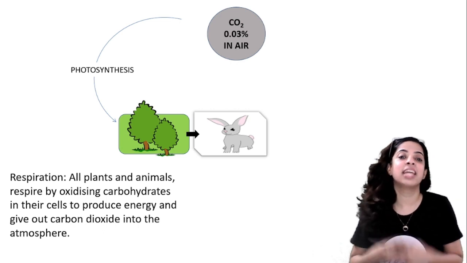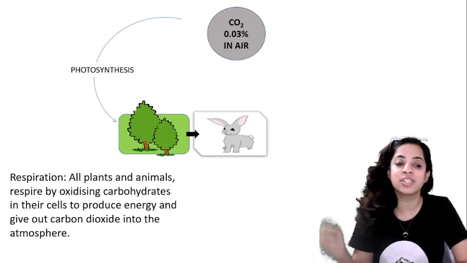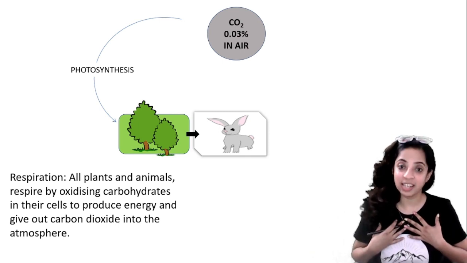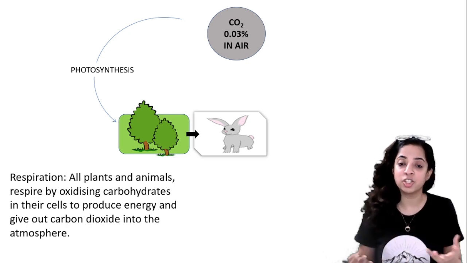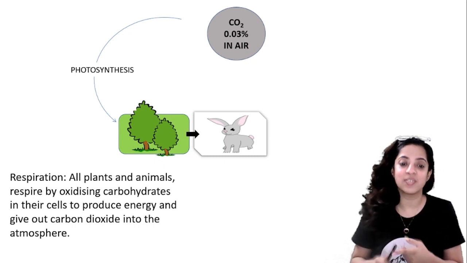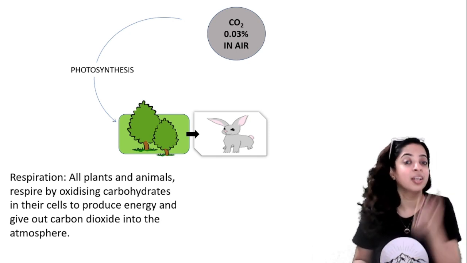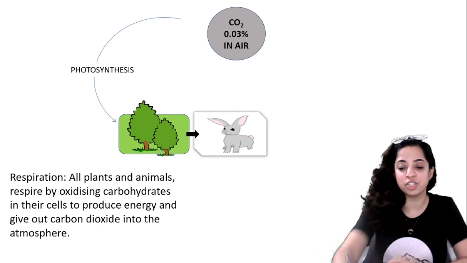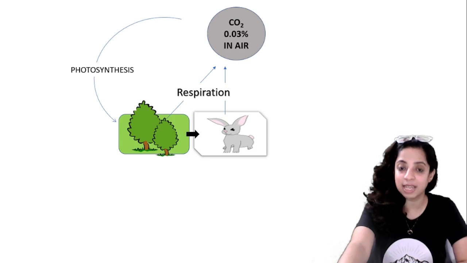Then when these animals respire, whenever there is respiration happening, all plants and animals respire, even the plants respire, by oxidizing the carbohydrate which they have taken through food in their cells to produce energy, and then they give out carbon dioxide in the atmosphere. Is that clear? All the plants as well as animals respire. In each cell there is cellular respiration, you know that. Carbohydrate again converts back to carbon dioxide to produce energy. So this carbon dioxide is again given to the atmosphere through respiration. Is this step clear to you guys?